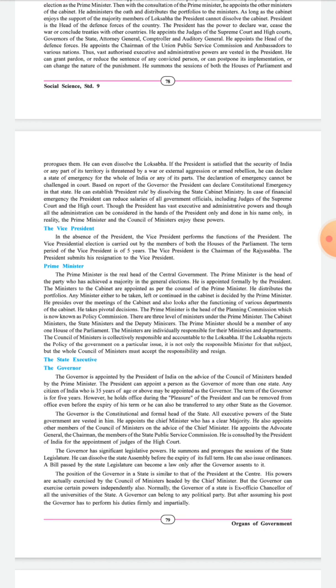And the judicial power which he has is that he can grant pardon or reduce the sentence of any convicted person, or he can postpone its implementation, or he can also change the nature of the punishment.